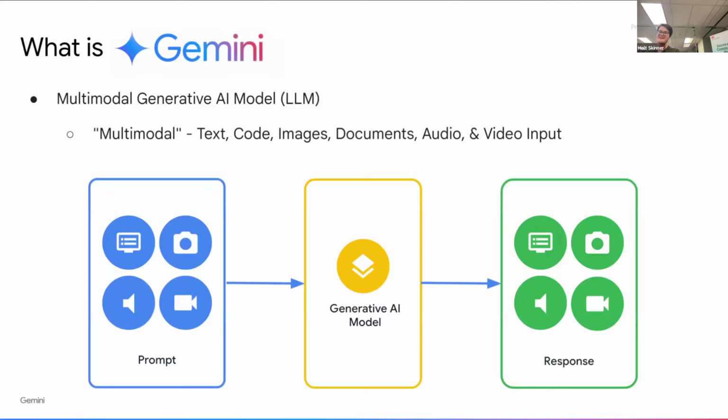So what is Gemini? Does anyone want to give an answer better than the one I have here? No? Okay. Gemini is a multimodal generative AI model, otherwise known as a large language model or LLM. Multimodal just means it can take in a whole bunch of different types of data and output a bunch of different types of data, like text, code, images, documents, audio, and video. It can handle all of that, and then it can give you text output, or in some of the newer versions, it can also output images and audio as well.